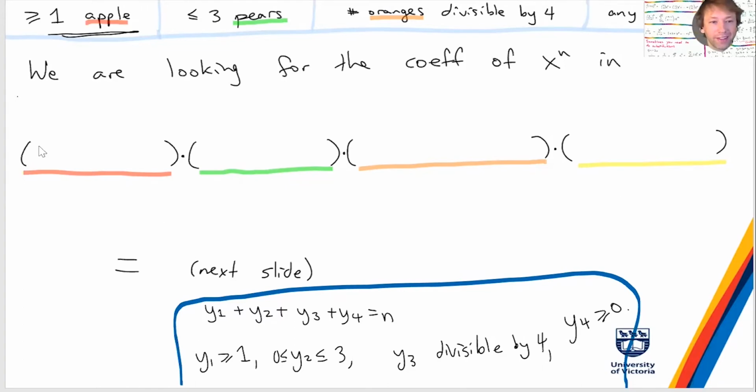What should I make the function I write for the apples? It's going to be some sort of thing involving x's. Okay, so maybe I'll give you this one. This one's going to be x plus x squared plus x cubed, off to infinity, because I start with x since y1 is at least 1. So the y's correspond to the exponents, and this is the thing that represents the number of apples. So what's the function that I should put in for oranges?